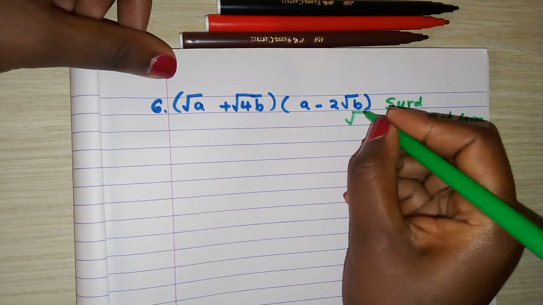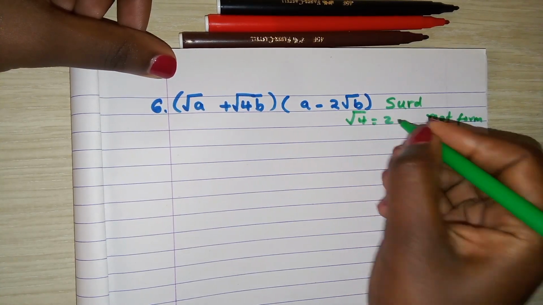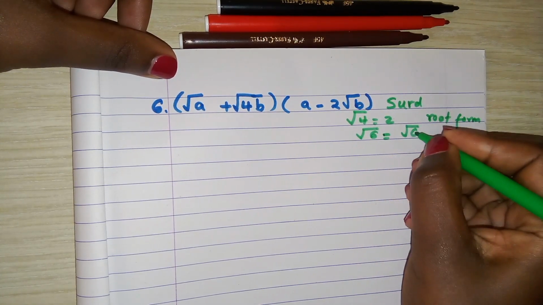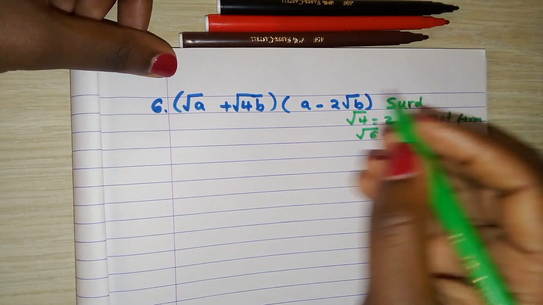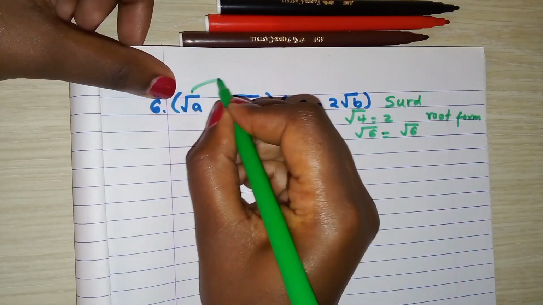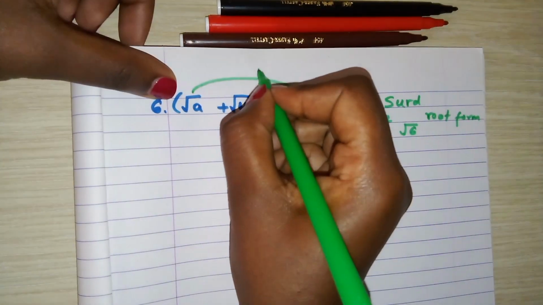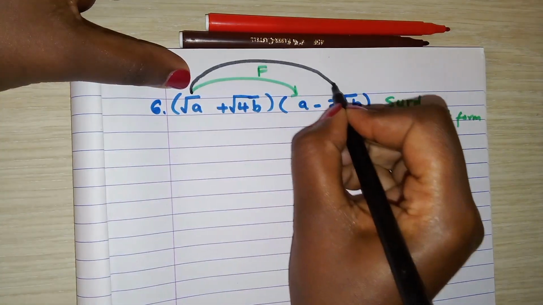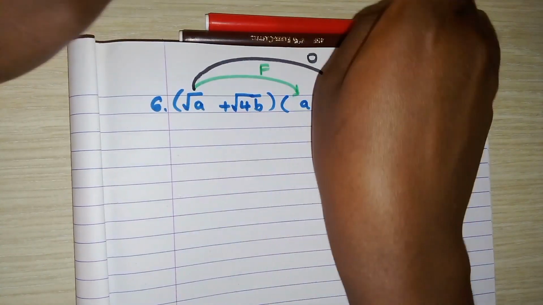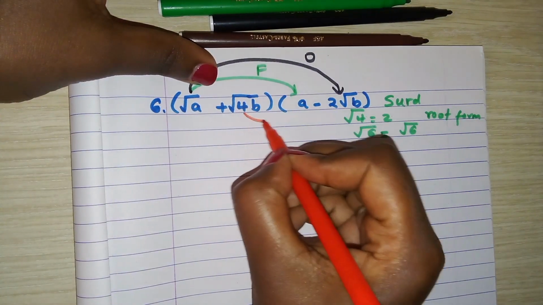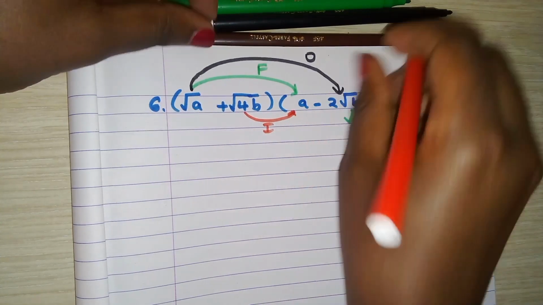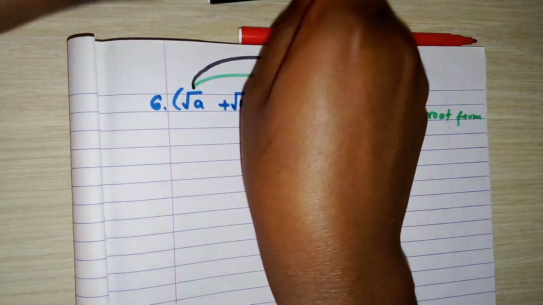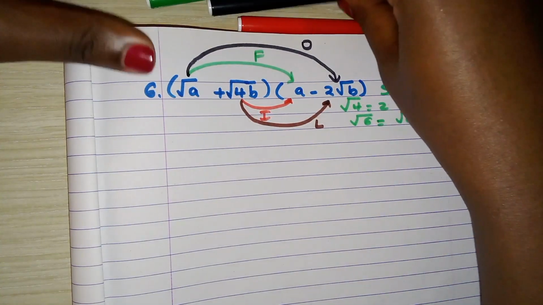So this topic is called surds, where we write numbers in root form. You know, like root 4, the square root of 4, is 2, but we can't get the square root of 6, so we leave it in the root form. This is called surds. So let's write all the acronyms. So here we have the first, then we have outside, inside, and last.